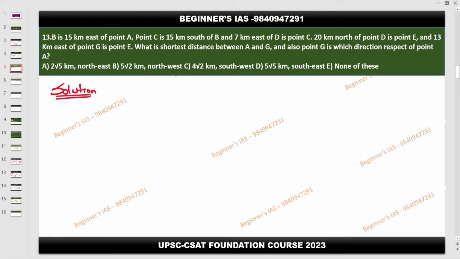So B is 15 km east of point A. So this is point A. Point A's east is going to be this one. B is present here. So therefore 15 km. Point C is 15 km south of B. So B south is going to be this one. So C is present here. So this is also a 15 km.